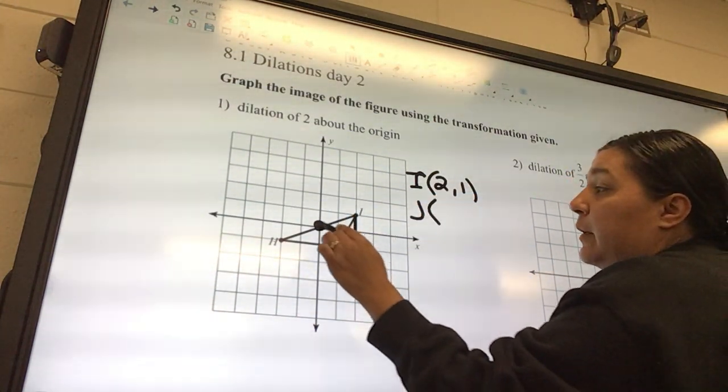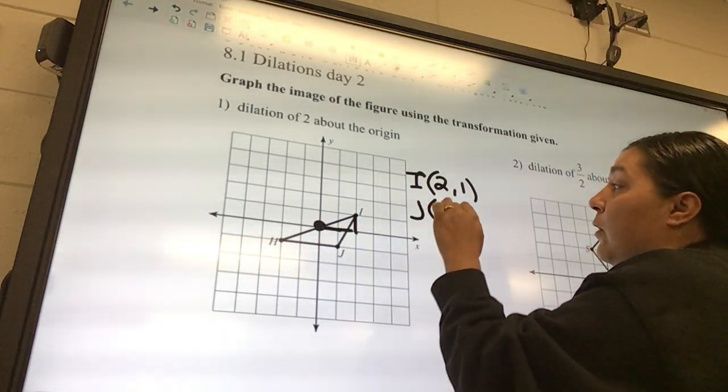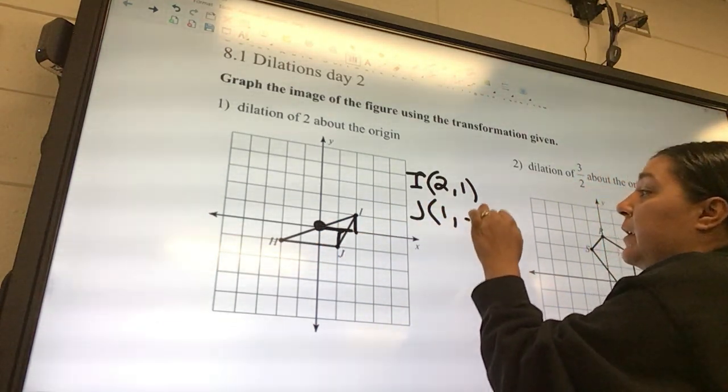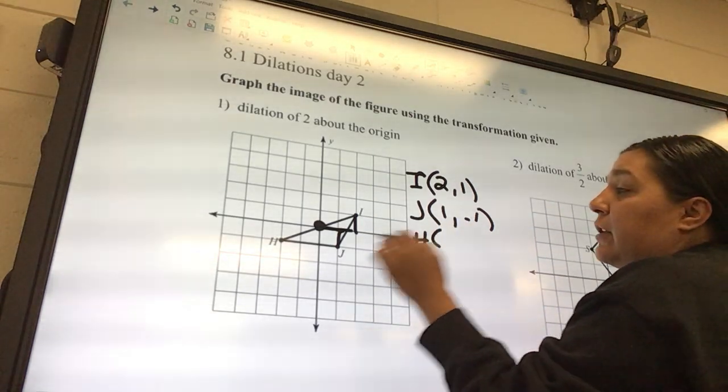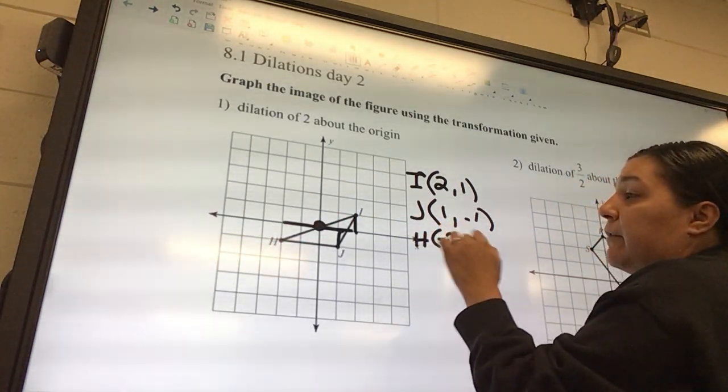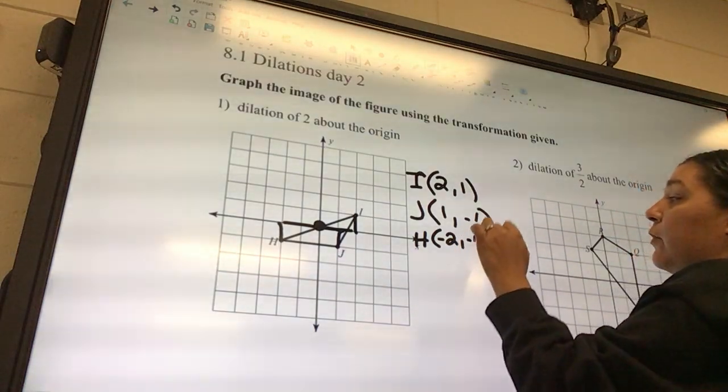My J is going to be to the right 1, and then down 1, so it's going to be negative 1. And my H is going to be to the left 2, so negative 2, and down 1, so negative 1.